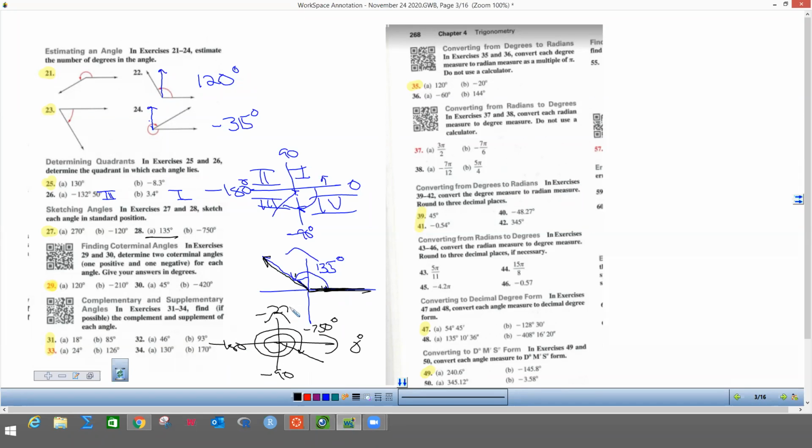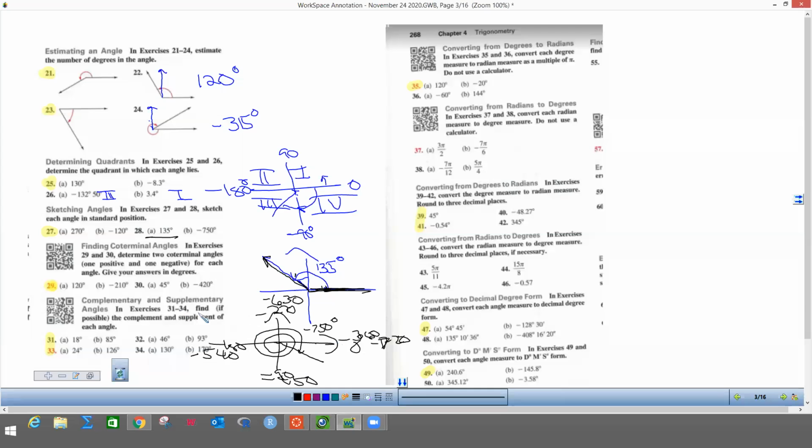So what I basically did was I just kept counting as I went around here. Let's see, 90 more would be negative 540, negative 630, negative 720, and I went 30 more degrees past that, which is where the negative 750 comes from.